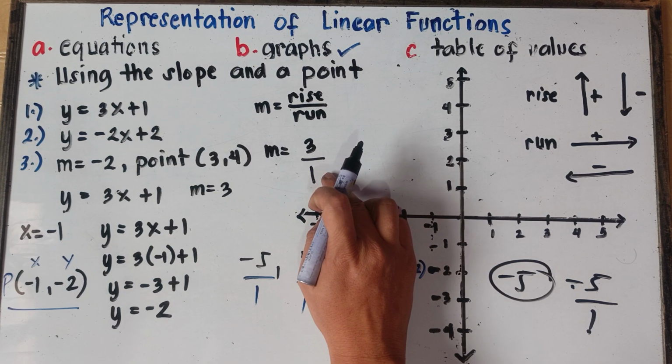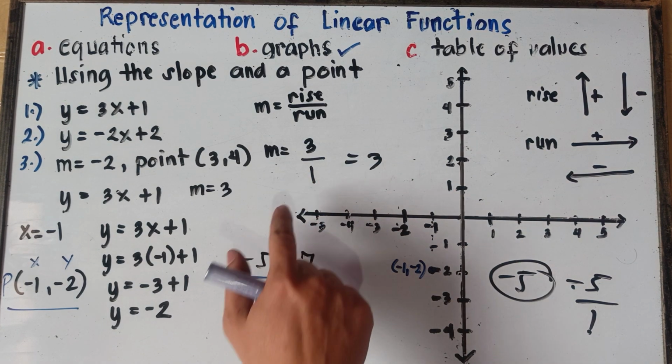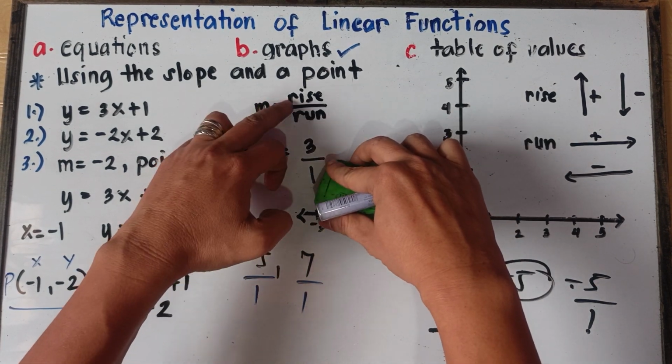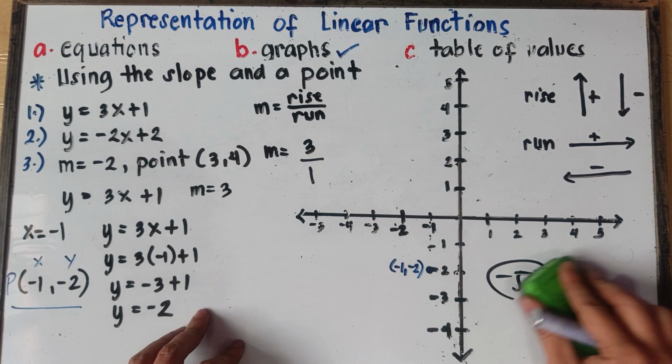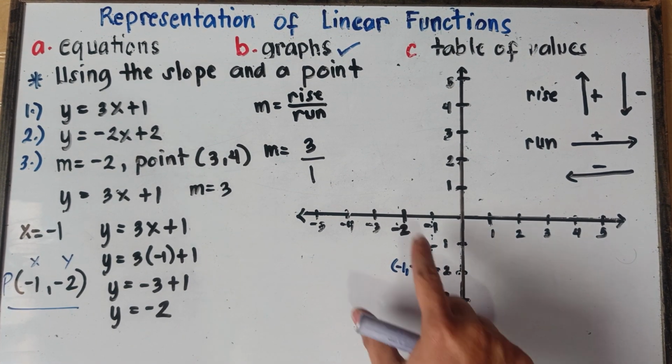Because 3 over 1 is just the same as 3. 3 divided by 1 would be 3. So therefore, we can put over 1. We need to put over 1, class, because we have run. Rise over run.